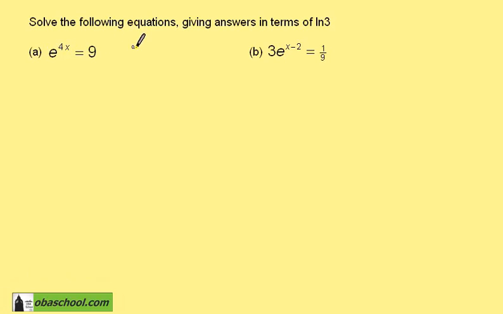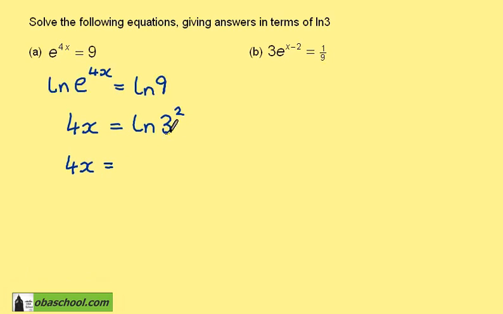We want to solve the following equations, giving answers in terms of ln 3. If we take this first equation, take log of both sides. So log of e to the 4x is equal to log of 9. We have inverse functions here, so this side just becomes 4x. This is the log of 3 squared.